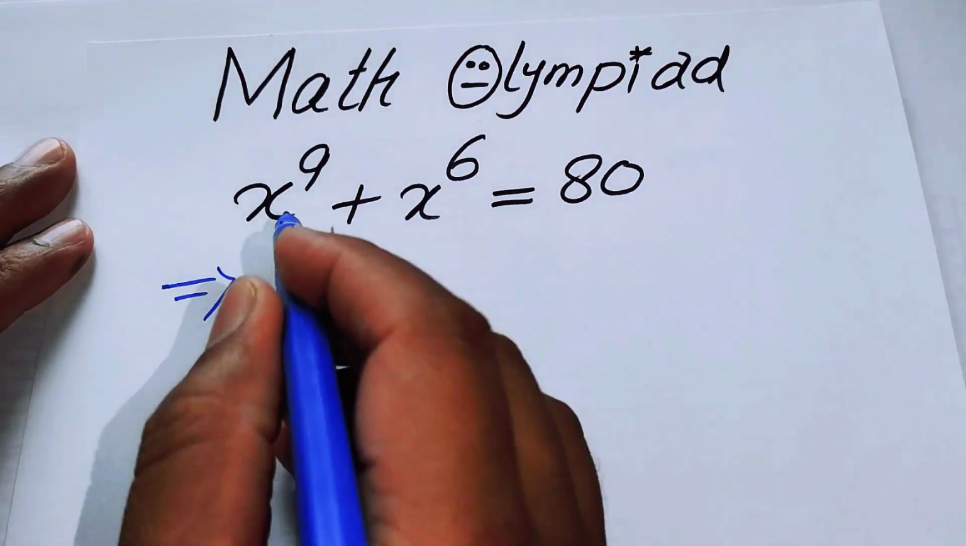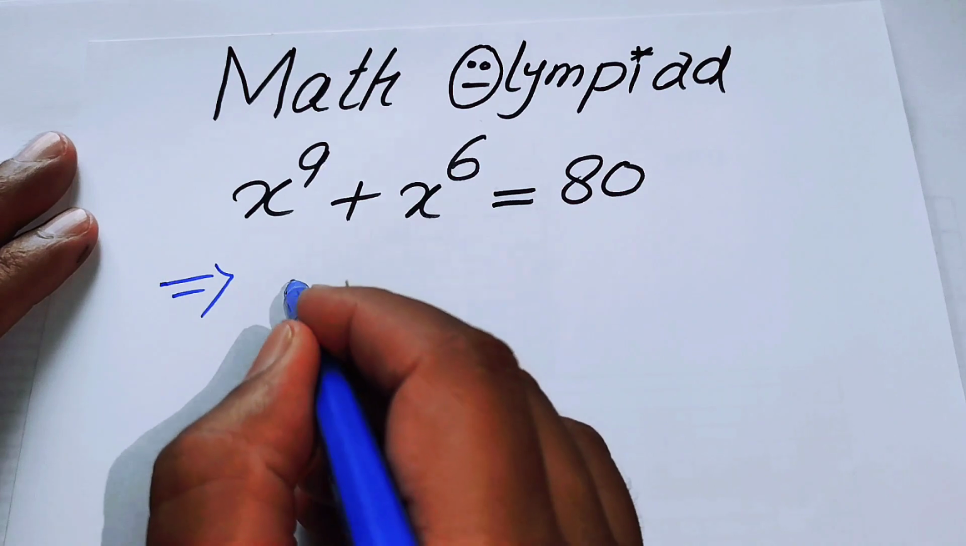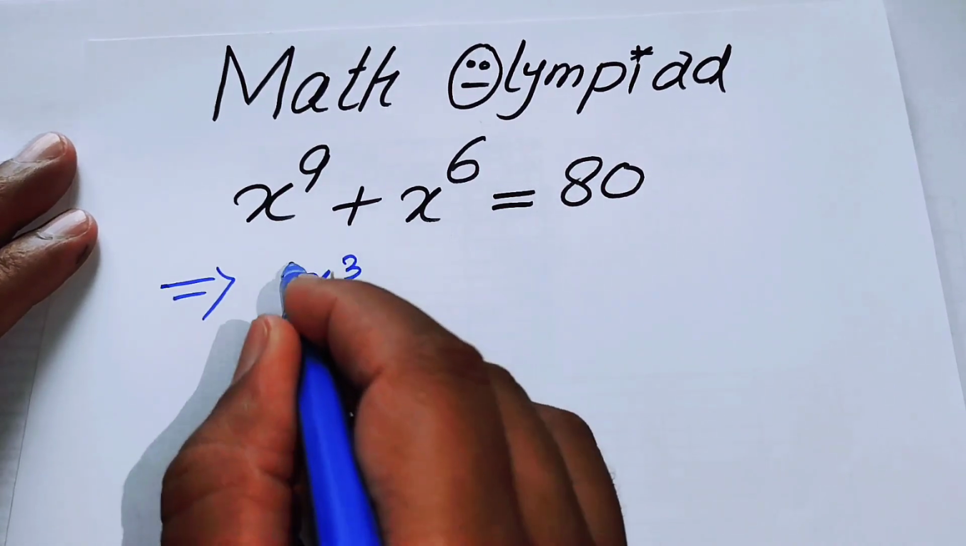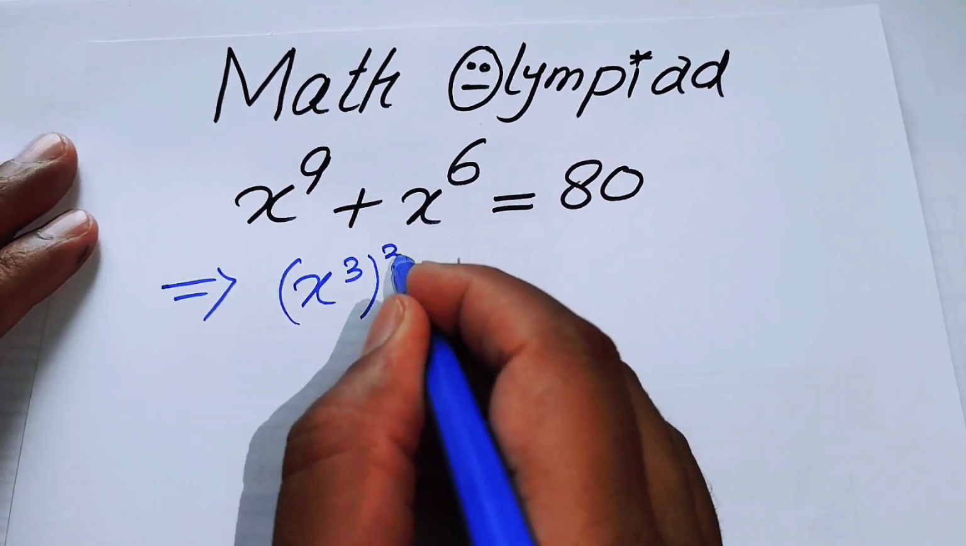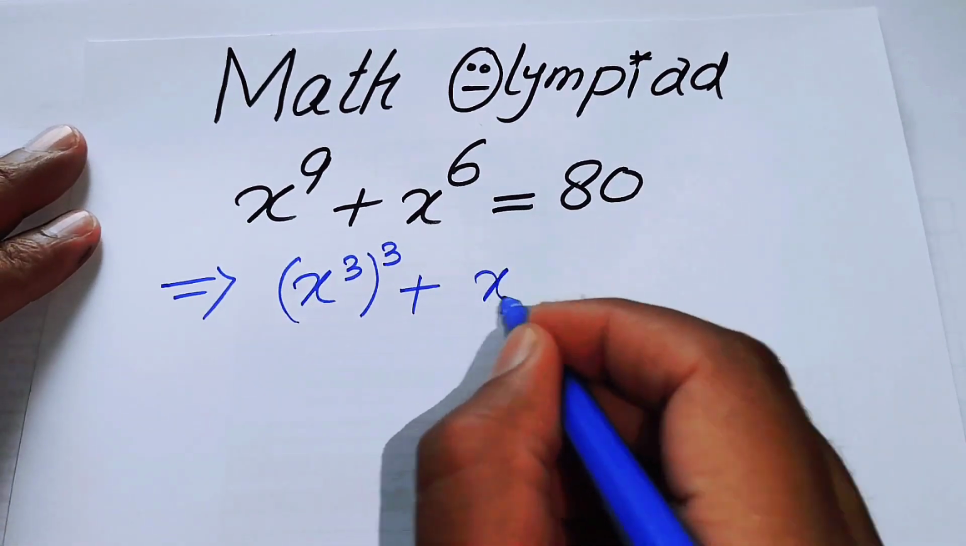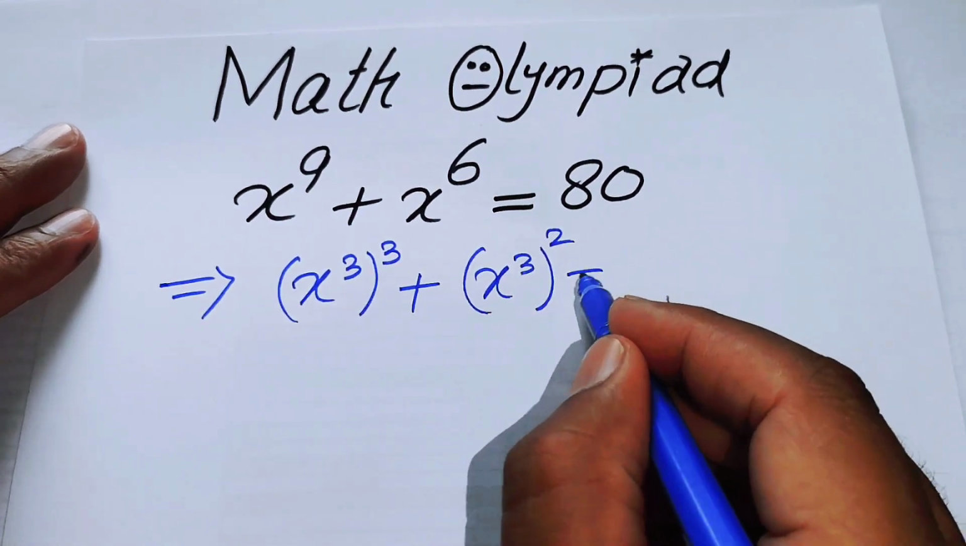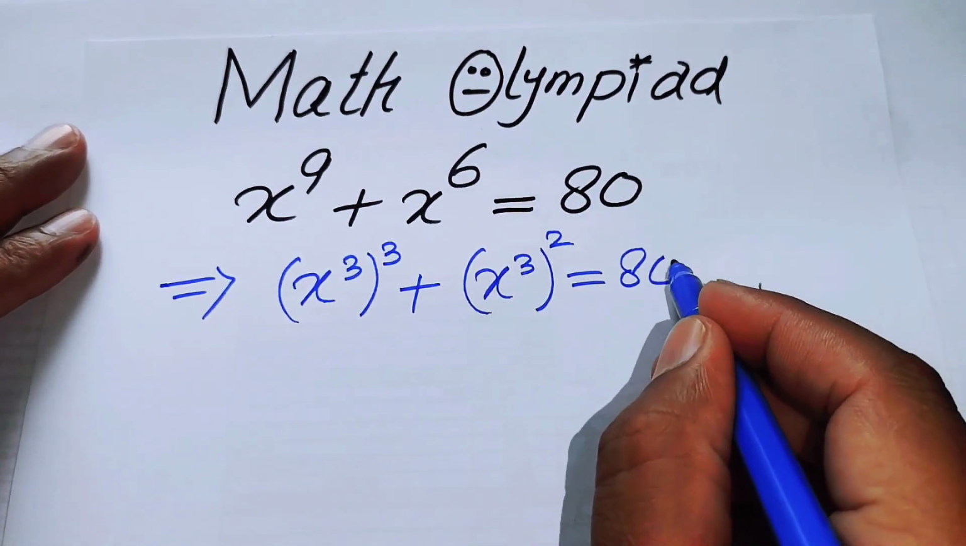So the very first thing we are going to do is rewrite the terms. I can write x to the power of 9 as x to the power of 3 and its whole power 3, plus we can write x to the power of 6 as x to the power of 3 and its whole square is equal to 80.